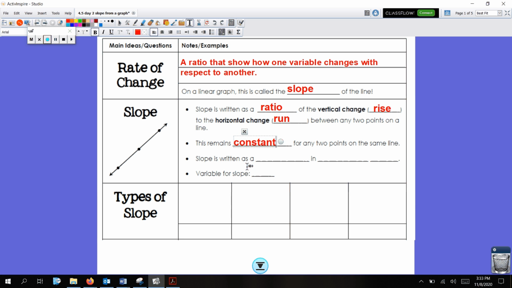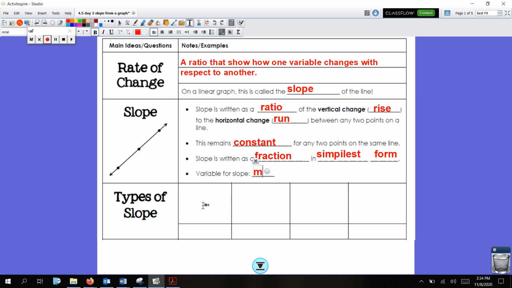All right, the slope is written as a ratio, aka fraction, in simplest form. That means you must reduce. Simplest form. I don't know if I spelled that right, but good enough. All right, so slope is written as a fraction in simplest form. The variable for slope is the letter m. I did talk about that on Friday, not sure if you remember. So remember, it's always the rise over the run.